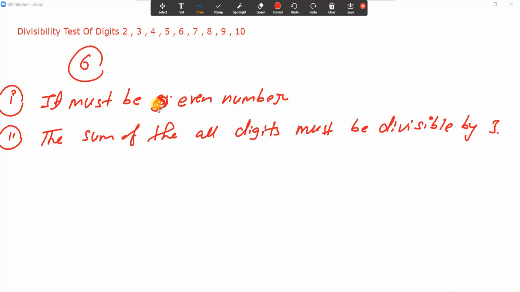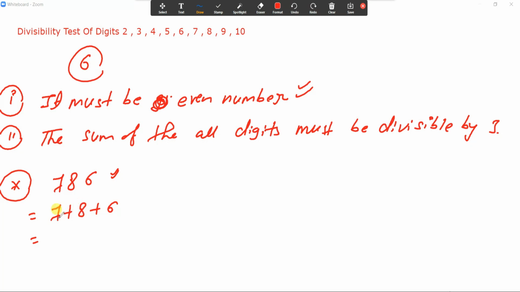So the first thing is it must be even. An odd number cannot be divisible by 6. If this point is satisfied, then come to the second point. The sum of all the digits must be divisible by 3. Suppose let us take one example for 6. I am going to take the example 786. At first, let's take the first point. It is even, so the even point is satisfied. Now let's go to the next point. What is the next point? The sum of all digits must be divisible by 3.